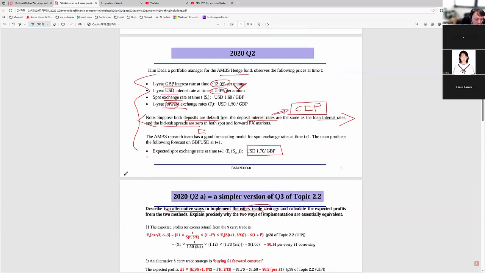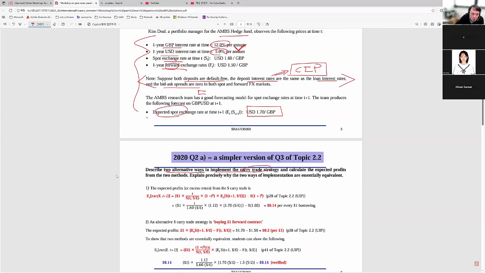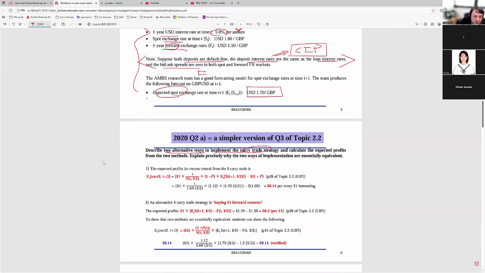Now, given this expected exchange rate, you can compute expected profit today. The realized profit, you will be able to compute after one period once you get the future exchange rate. Now, what is our question? We are trying to compute the expected profit at time t today. So today you're trying to implement carry trade strategy and you have a forecast about the future exchange rate. Given those expectations, you can compute expected profit, not the realized profit. Now, what is the first way? That's borrowing dollar, converting, and investing into pound.